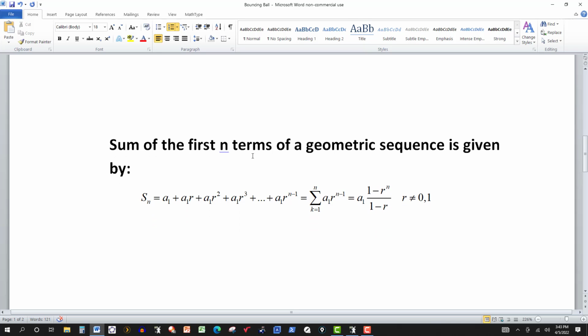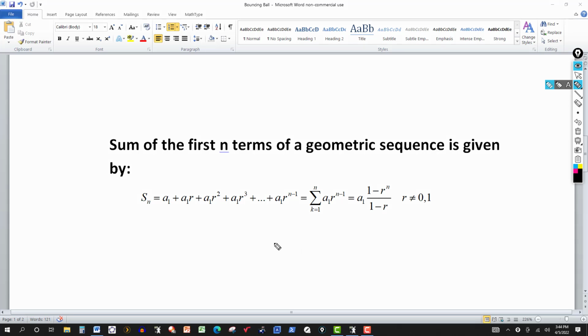The sum of the first 10 terms of a geometric sequence is given by, so this is the format, sum of n terms, a1 say is the first term, then it's multiplied by r to get the next one, and multiplied by r again to get the next one, and so on. And then they give you this formula to find the sum of n of those terms.